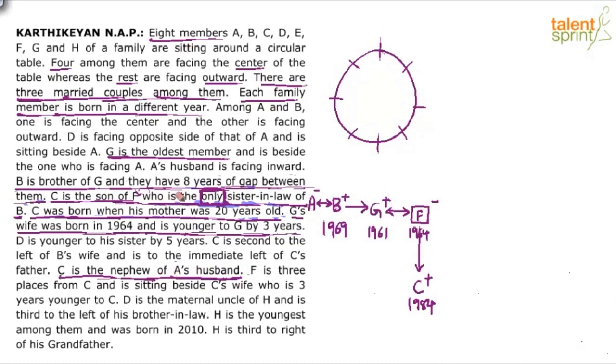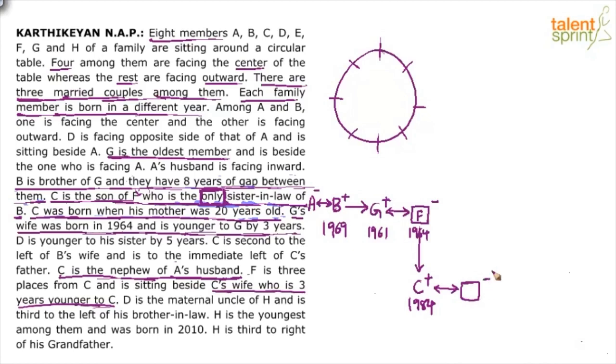F is 3 places from C. Okay, this is about arrangement. And sitting between C's wife who is 3 years younger to C. Now, here he's talking about C's wife, which means C also is married. So C also is married. We are looking for the third married couple, right? Now, who is C married to? No idea, but definitely C is married.